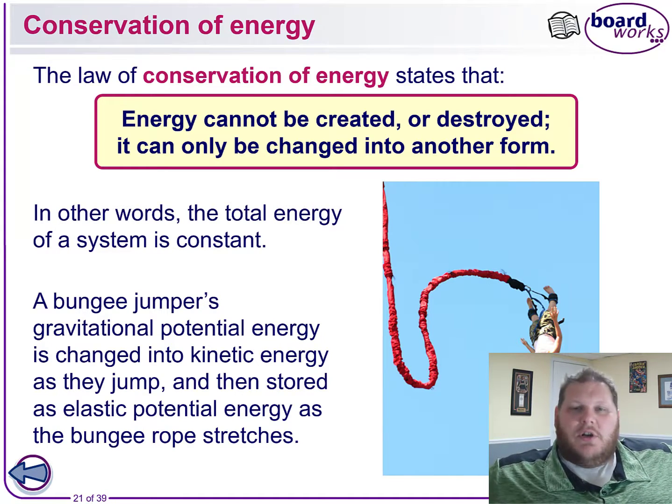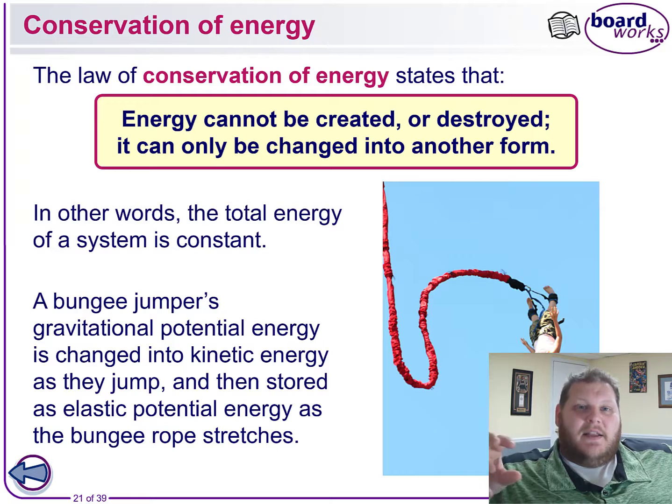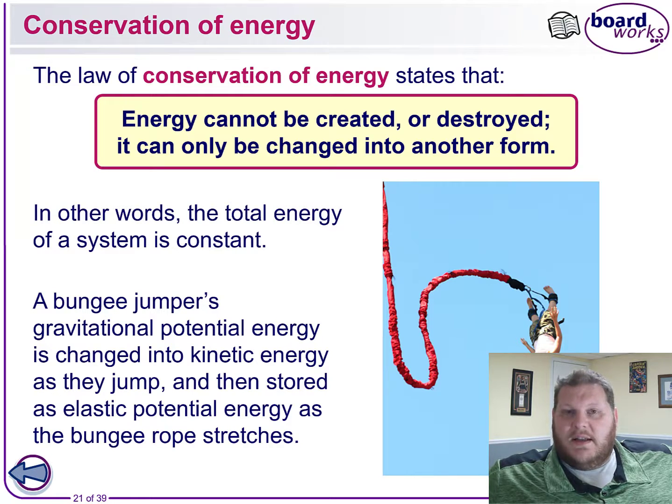So if we have a bungee jumper, the gravitational potential energy that it has available, as soon as it jumps, gets converted into kinetic energy, because it's going to be gaining velocity, so it's going to be increasing its kinetic energy.